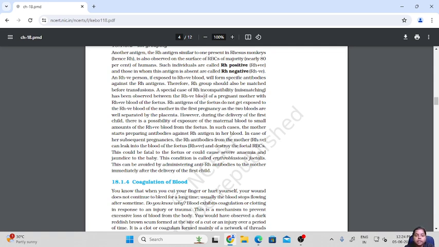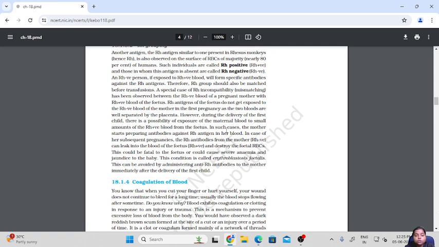It is given between the Rh negative blood of a pregnant mother and the Rh positive blood of the fetus. The fetus is present in the womb of the mother, so it contains Rh positive blood, whereas the pregnant mother has Rh negative blood. So let's see what will happen. The Rh antigens of the fetus do not get exposed to the Rh negative blood of the mother in the first pregnancy, as the two bloods are well separated by a layer called the placenta. However, during the delivery of the first child, there is a possibility of exposure of the maternal blood to a small amount of the Rh blood from the fetus.